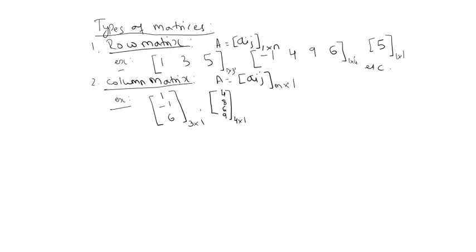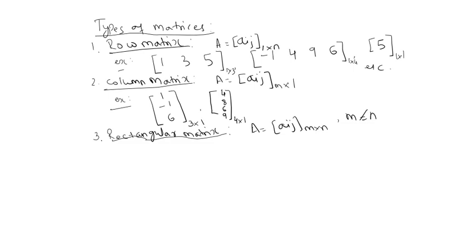Now if we see rectangular matrix, a rectangular matrix is nothing but a general matrix where the order of the matrix is m by n, where m and n are not equal. That is, if A equal to Aij, whose order is m by n, but m is not equal to n, we call this a rectangular matrix.